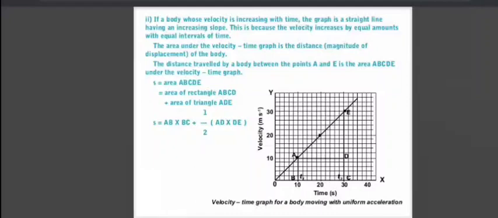Now if you want to find the distance, you have to find the area. So from A to E, if you find the area, you can see it is a triangle and a rectangle. From A I will drop a line towards B, and from E I will drop a line towards C. So it has a triangle and also a rectangle. The area of a rectangle is length into breadth, and the area of a triangle is half into base into height.